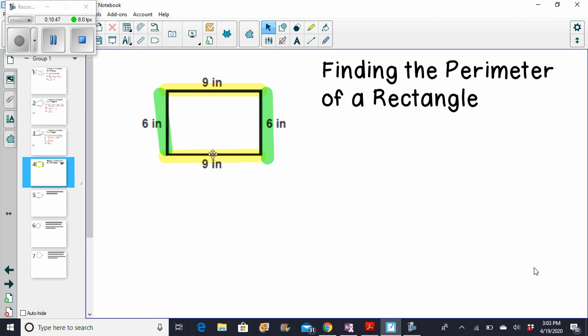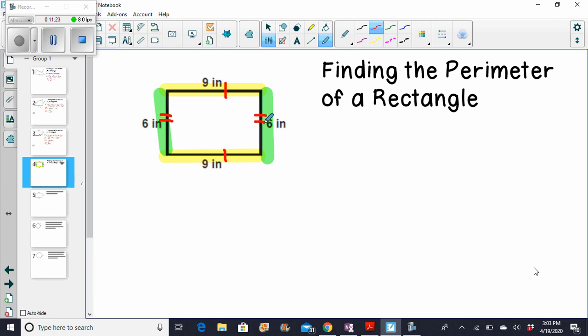So top and bottom, notice they're both 9 inches. Sometimes on figures that you're working with, you'll see a little slash through the side. If you have 2 matching slashes like that, that means that they are the same length in measurement. So they're both 9. If I go to the left and right sides, those are going to be the same. Notice they're 6 inches and 6 inches. Now, since these 2 match up, I'm going to put a double slash right here.